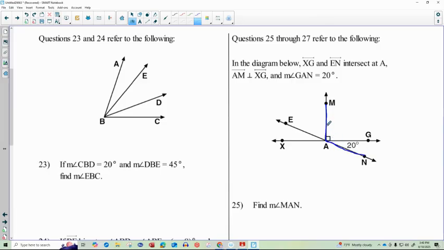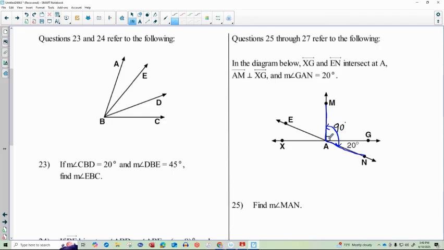You'll see that this whole thing from here to here is angle MAN. But then you need to make some calculations. For example, you need to know that that box right there means that that's a right angle. See, it says right there, AM and XG is perpendicular, which means that they meet to form right angles, and they even gave you that little box, which means that that's 90 degrees.